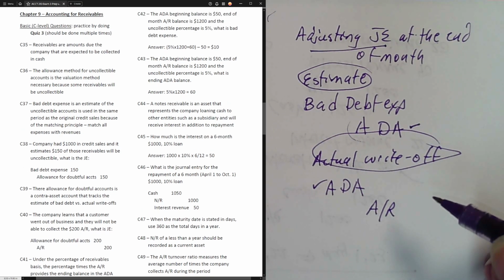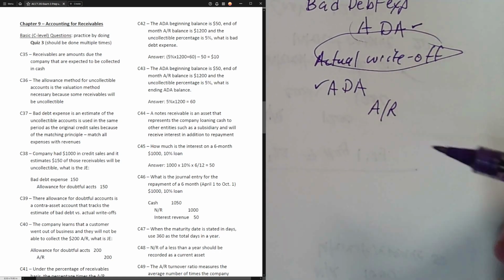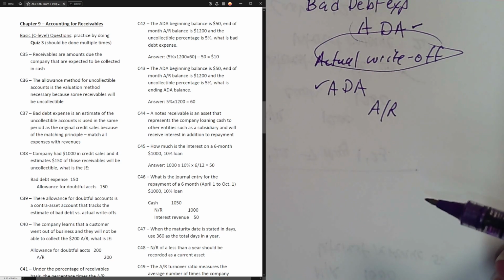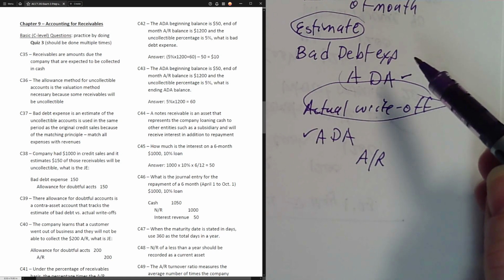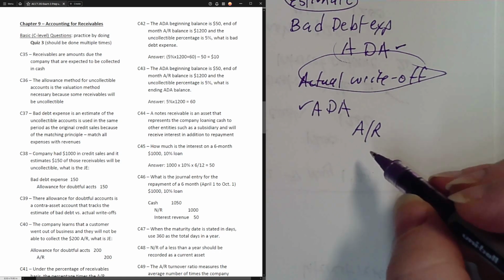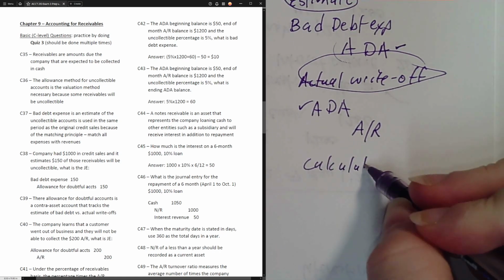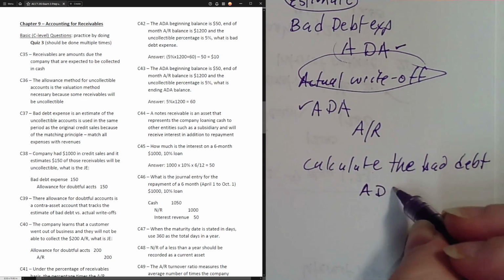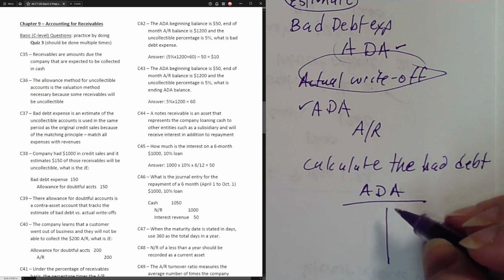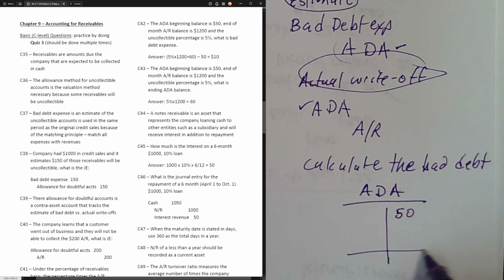Okay, so we've got a couple of other things here. If we go up to C42 and we look at it, the ADA balance is $50, the end of month AR balance is $1,200, and the uncollectible percentage is 5%. So this is the other thing that we need to know. In C38, I just gave you the number, but the truth is a lot of times we have to calculate the bad debt expense, and it's based upon this ADA T account. If the ADA beginning T account is 50, then at least in the first method, or the C-level method, we say, okay, if the end of month AR balance was $1,200, and we estimate 5% of that is uncollectible, that ends up being $60.